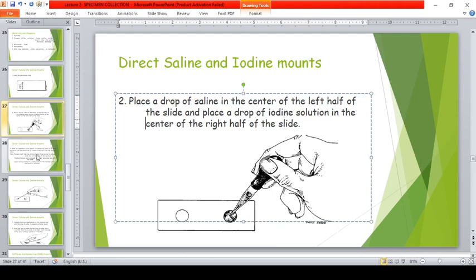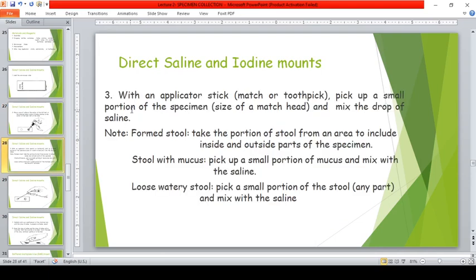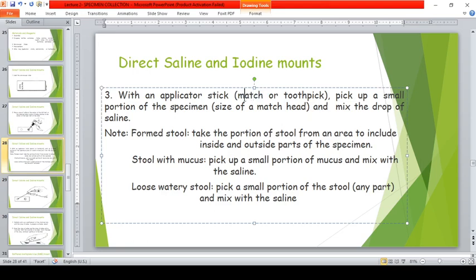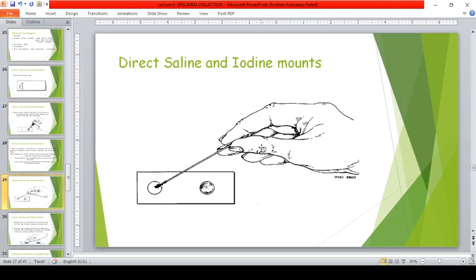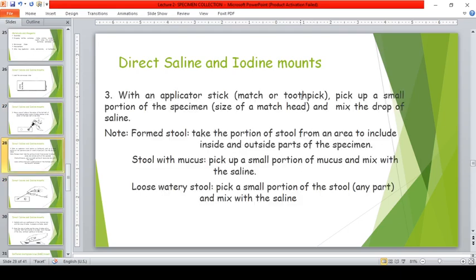Okay, so, aside from that, with an applicator stick, okay, in the Philippines, you can use the match, okay, or toothpick. Pick up a small portion of the specimens with the size of a match head and mix the drop of saline. Okay, so ilalagay mo dito yung nakuha mong sample and then, so just like here, you will mix it.